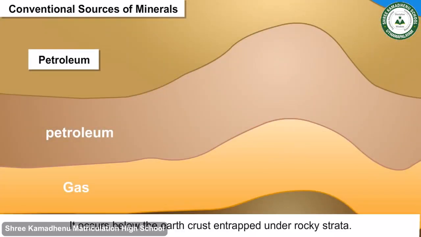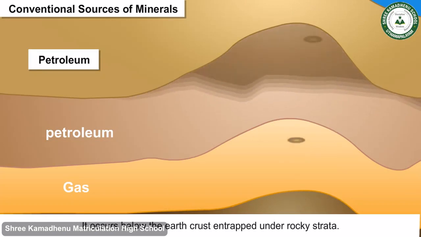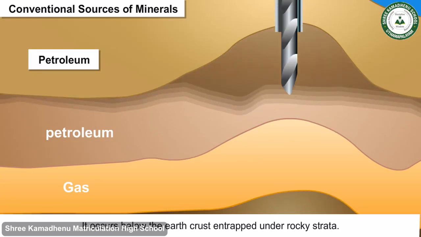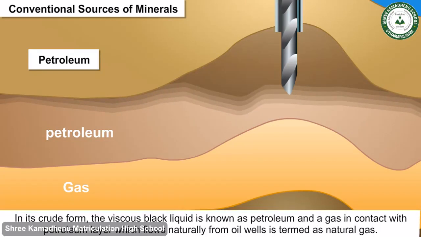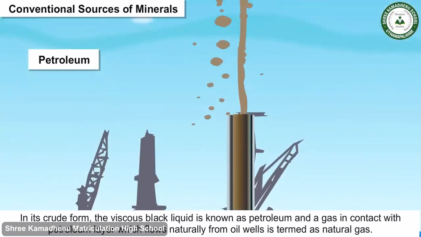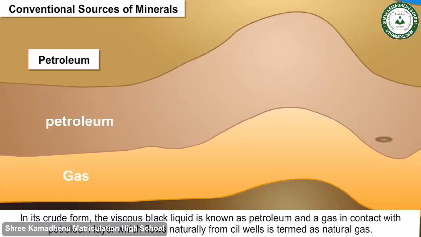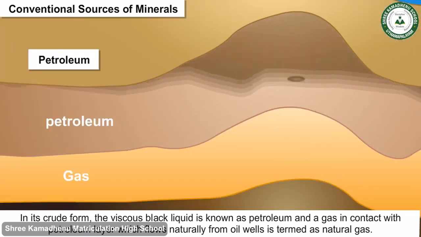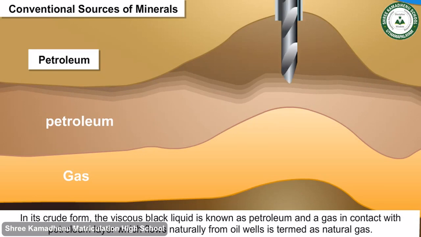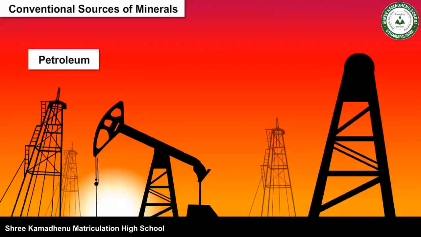Petroleum. It occurs below the earth's crust, entrapped under rocky strata. In its crude form, the viscous black liquid is known as petroleum, and a gas in contact with the petroleum layer, which flows naturally from oil wells, is termed natural gas.